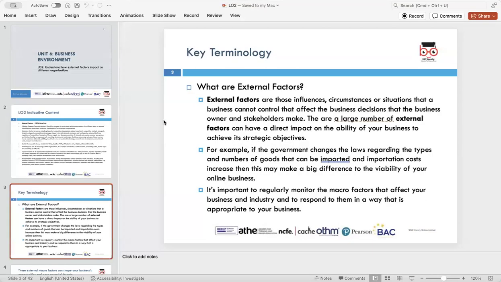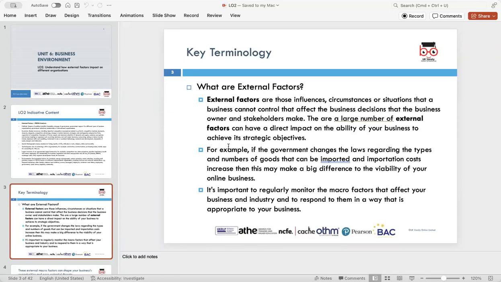So, what are external factors? When it comes to the decisions that the owner of a business and its stakeholders make, external factors are those influencing conditions or situations that the firm cannot control and that have an impact on those decisions. A company's capacity to accomplish its strategic goals can be directly influenced by a great number of external factors, and some of these aspects are listed below.